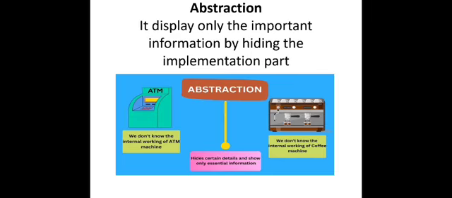Now see what is abstraction. An abstraction displays only the important information by hiding the implementation part. For example, let's see the ATM machine. In an ATM machine, we can perform functions like cash withdrawal, cash deposit, checking balance, printing bills, and so on. Even though it performs a lot of actions, it does not show the process. It hides its process by showing only the main things like getting input and giving the output.